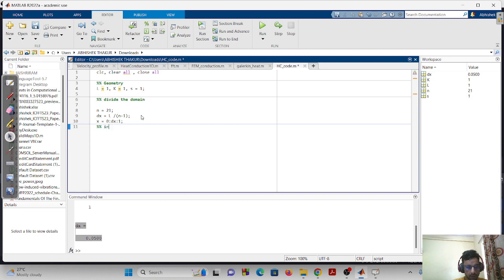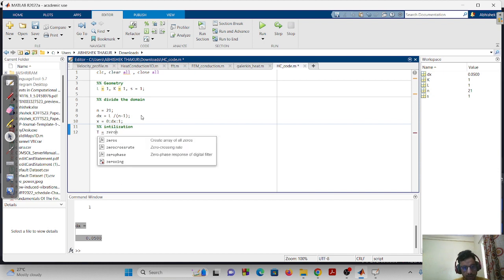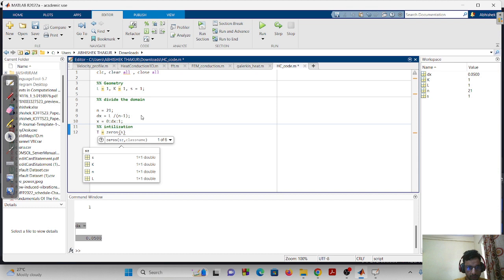Now we initialize the temperature. So we define T as zeros. We want to define a vector, so for that we do n comma 1. So we are defining a vector with n points, and zeros means we are initializing the temperature as 0.